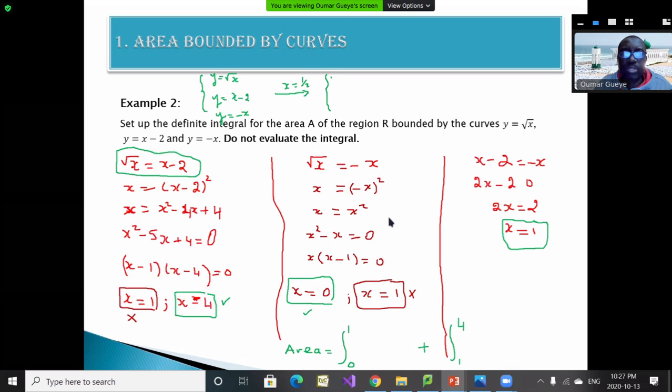If I pick 1/2, I'll get square root of 1/2, which is 1 over root 2, just from the first equation. From the second equation, if you substitute x by 1/2, I'll get 1/2 minus 2, which is going to be negative 3/2. Right? And from the last one, if you substitute, it's going to be negative 1/2.